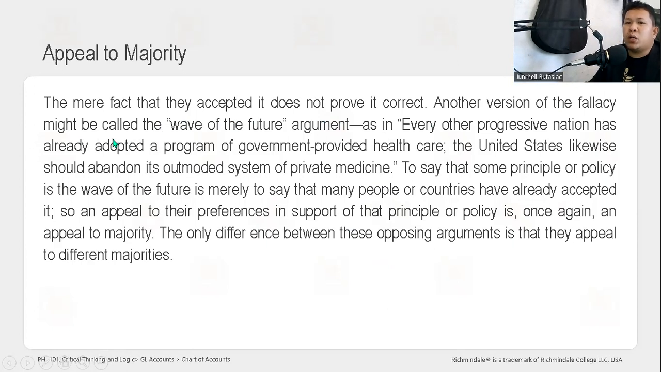Another version of the fallacy might be called the way of the future argument. Every other progressive nation has already adopted a program of government-provided healthcare, so the United States likewise should abandon its outmoded system of private medicine. To say that some principle or policy is the wave of the future is merely to say that many people or countries have already accepted it. So an appeal to their preferences in support of the principle or policy is once again an appeal to majority. The only difference between these opposing arguments is that they appeal to different majorities.